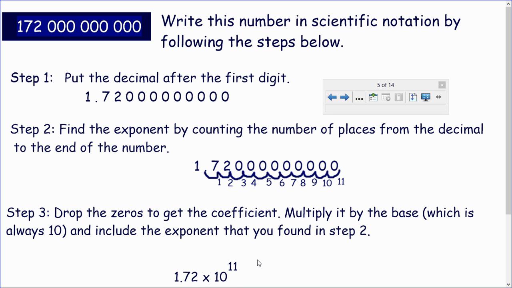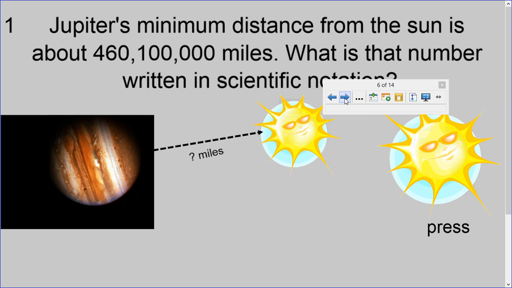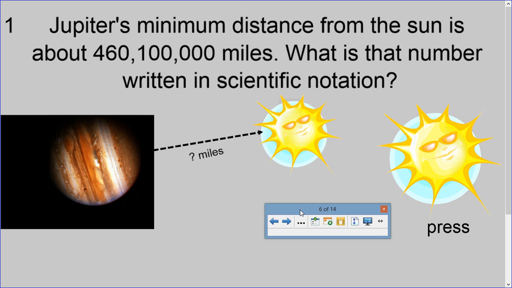That's a big number, and that's how we write it in scientific notation. So here's the example.